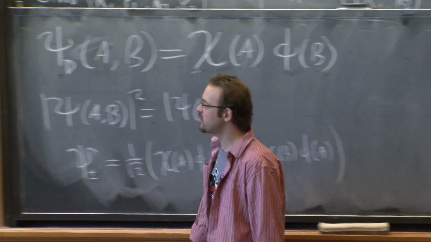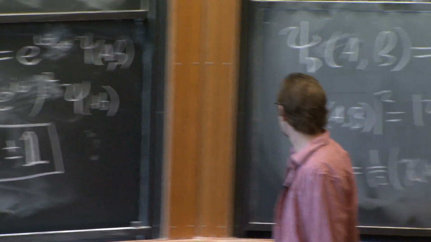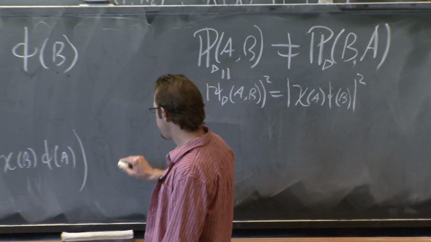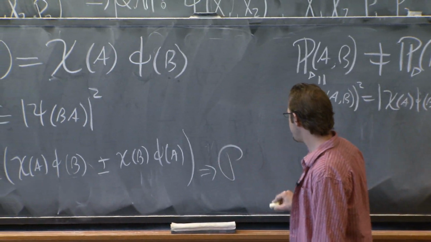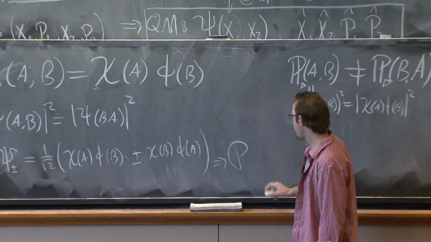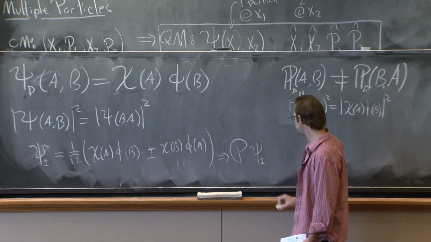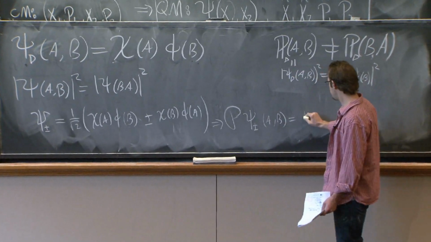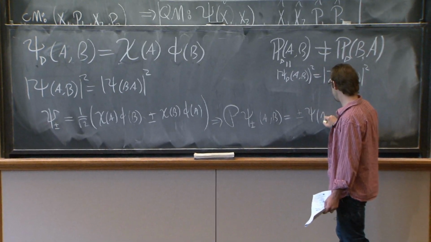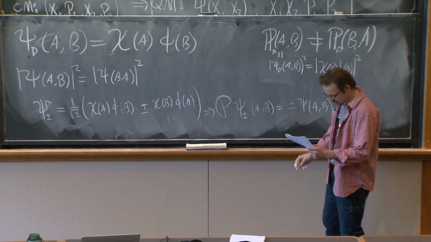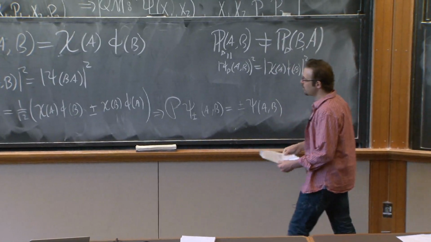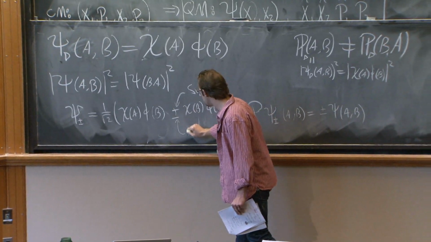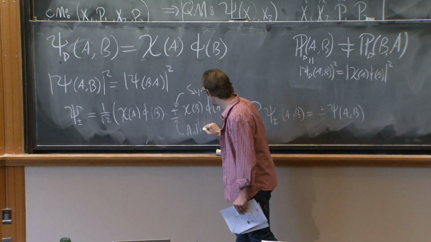But we don't need the wave function to be invariant under swapping. We just need it to be invariant up to a sign. So the other option is to have a minus sign here. And this gives us that the swapping operation, P, acting on psi plus minus of AB is equal to plus minus psi of AB. And the plus is generally called the symmetric, and the minus the anti-symmetric combination.